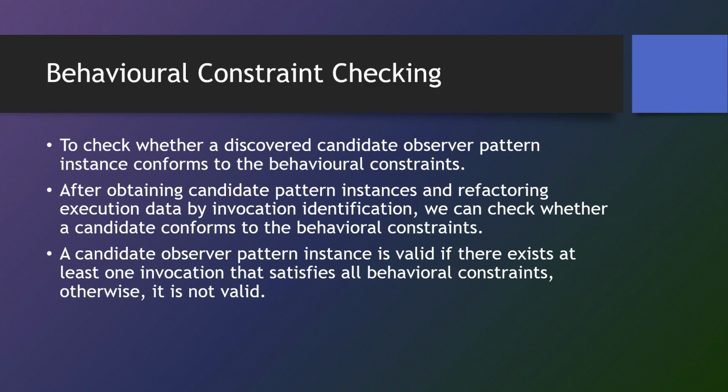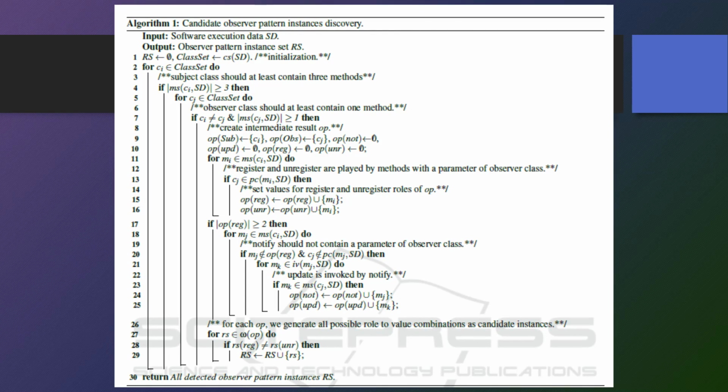Behavior constraint checking checks whether a discovered candidate observer pattern instance conforms to the behavior constraints. After obtaining candidate pattern instances and refactoring execution data by invocation identification, we can check whether a candidate conforms to the behavior constraints. A candidate observer pattern instance is valid if there exists at least one invocation that satisfies all behavior constraints. Otherwise, it is not valid. This is the candidate observer pattern instance discovery.